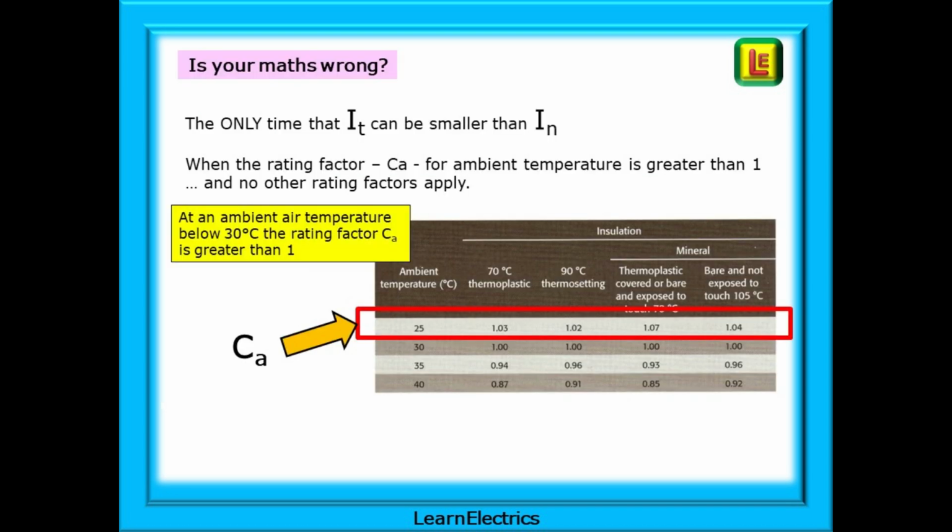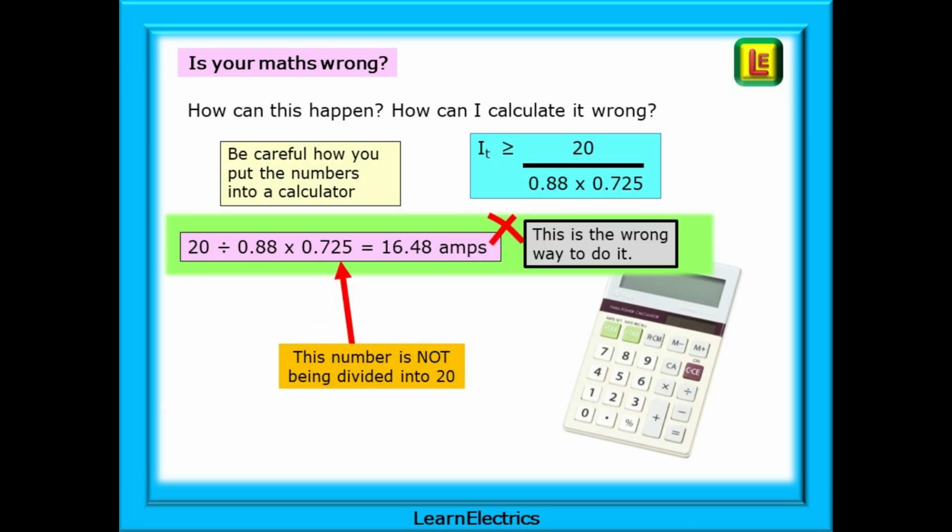The only time that IT can be smaller than IN is when the rating factor, CA, for ambient temperature is greater than 1 and no other rating factors apply. At an ambient air temperature below 30 degrees centigrade, the rating factor CA is greater than 1, the only time it happens. So, how can we get the maths wrong? The most common error is entering the data into a calculator incorrectly.